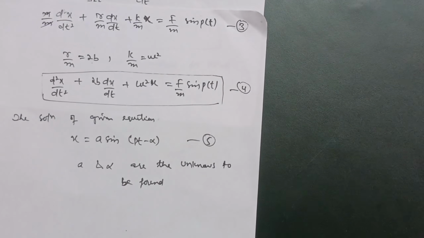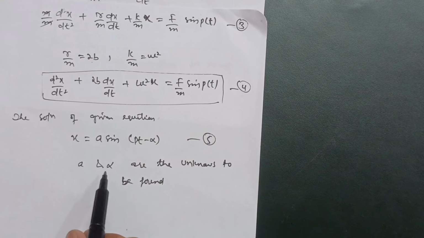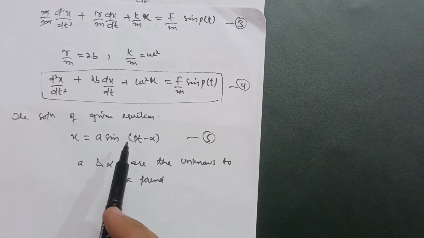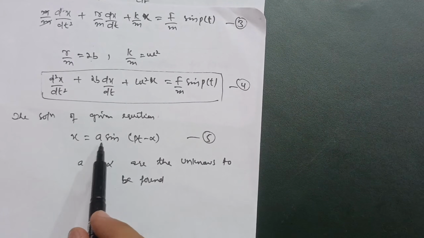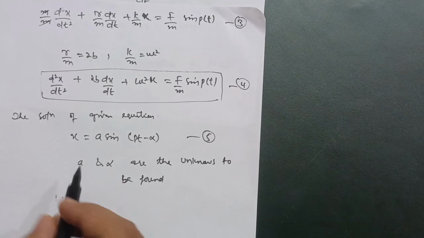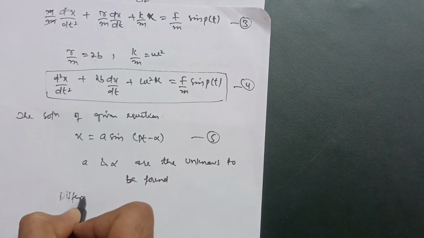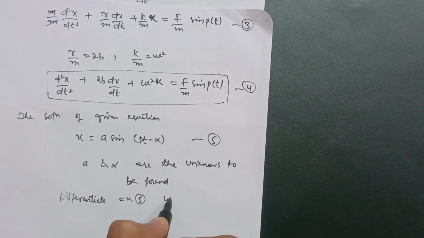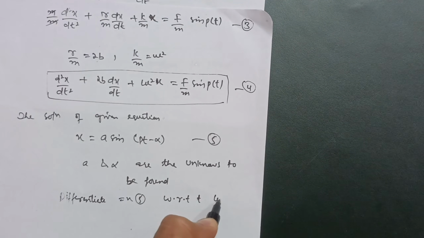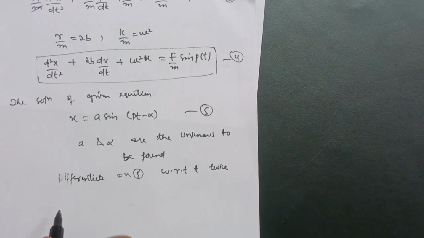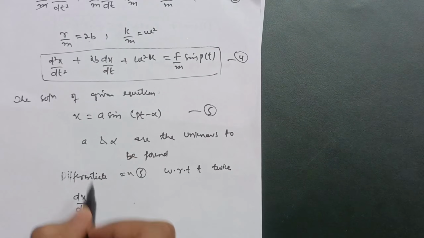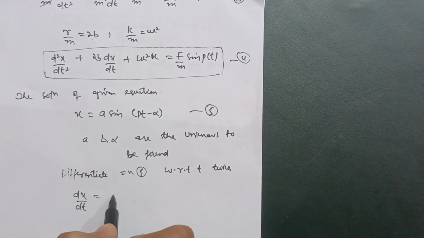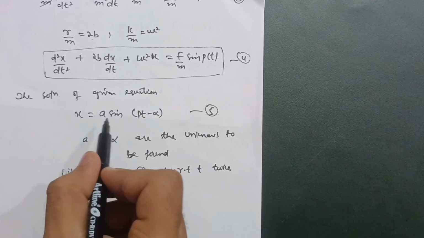Let's find them. In order to find a and alpha, dear friends, this equation is a simple harmonic motion. So let us differentiate equation fifth with respect to t, twice. First I am differentiating this equation: remember, dx upon dt is equal to a times sine.